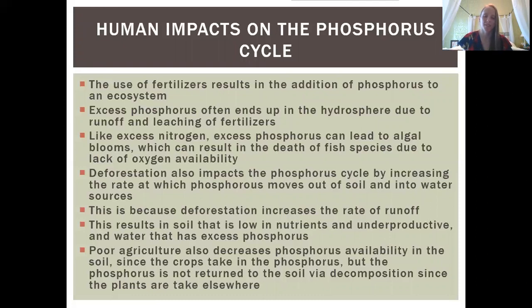And then poor agriculture can also decrease phosphorus availability in the soil because crops assimilate the phosphorus from the soil into themselves. And then when we take those crops away and don't let them decompose there, the phosphorus doesn't get returned to the soil.